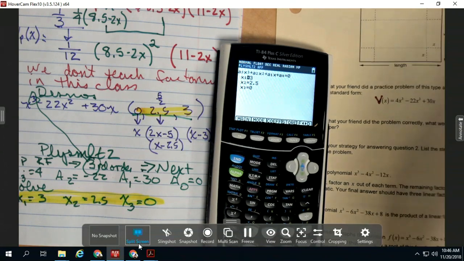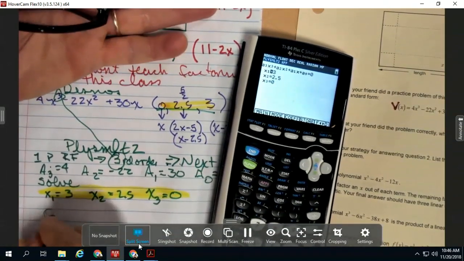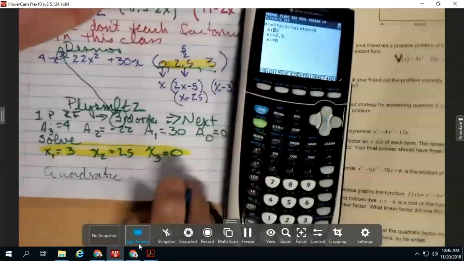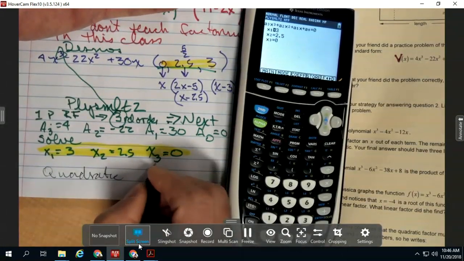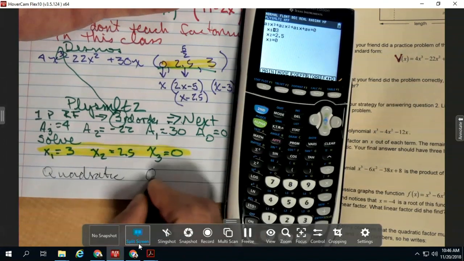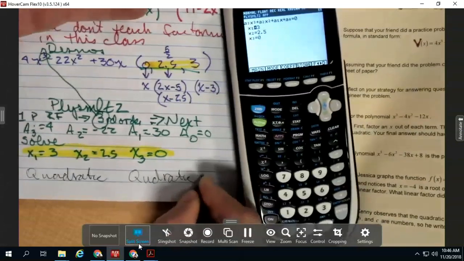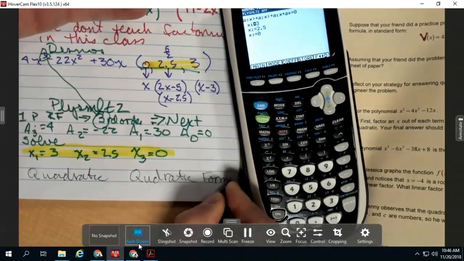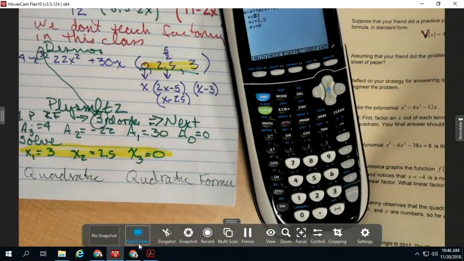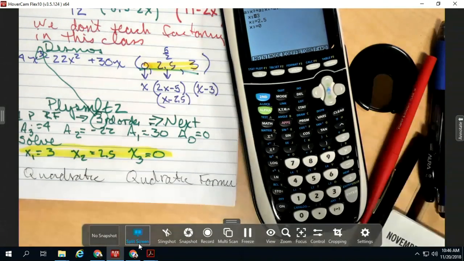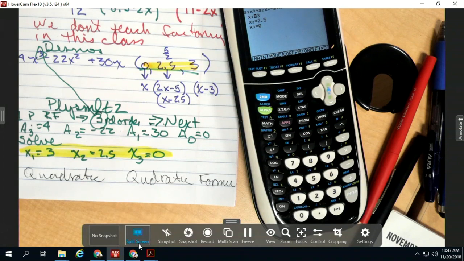Okay? Now, if it's only a second degree, if it's a quadratic, there's one more thing you can do. Anybody know that one more thing? Quadratic formula. Now we'll use the quadratic formula later on in the class, but we are not going any deeper down that road. Lesson 14.